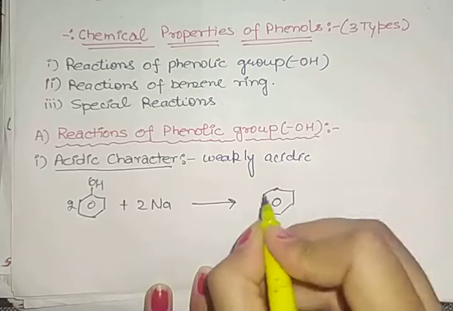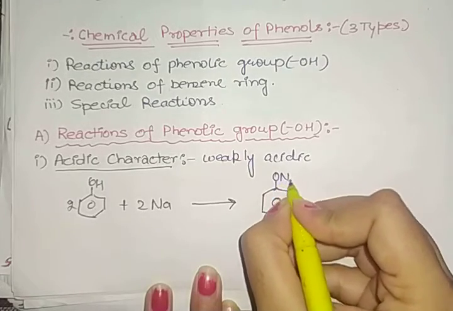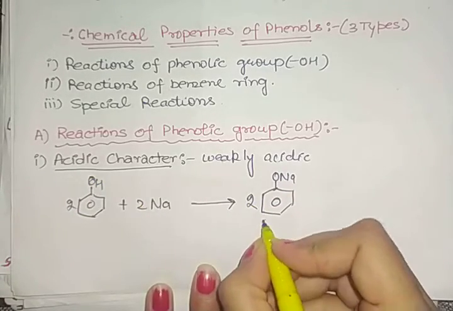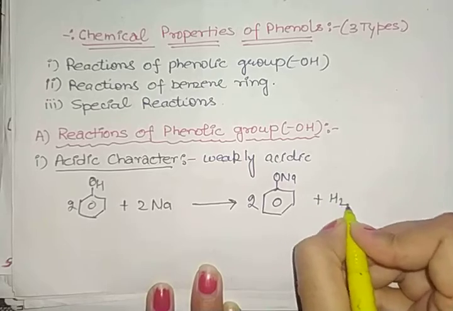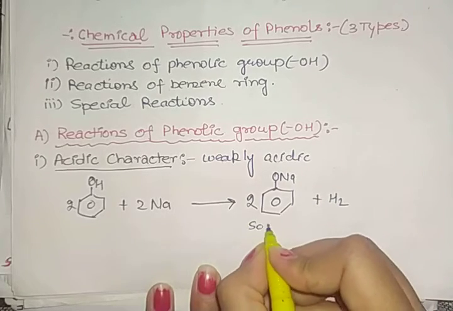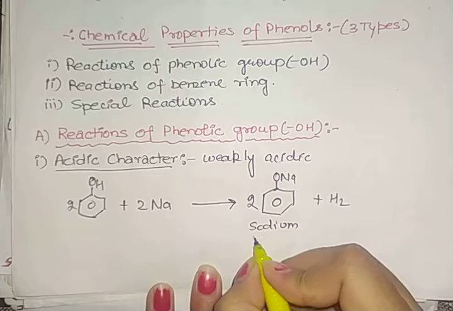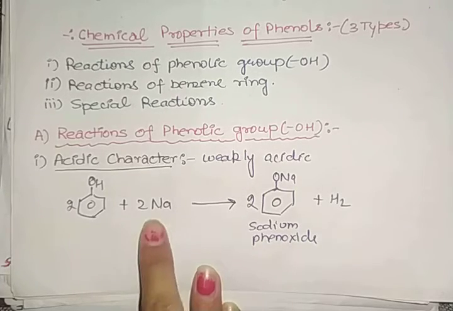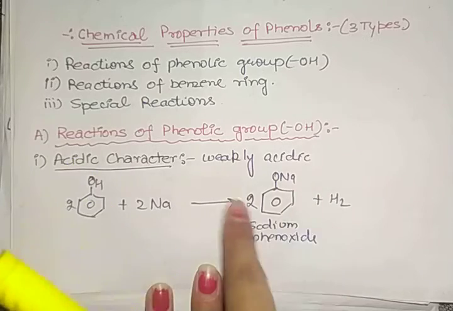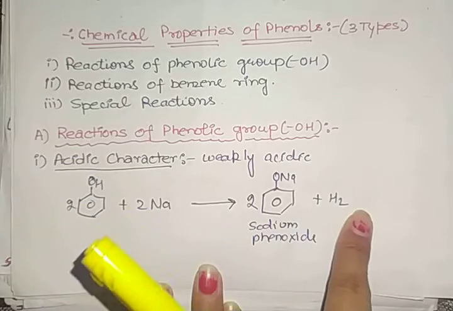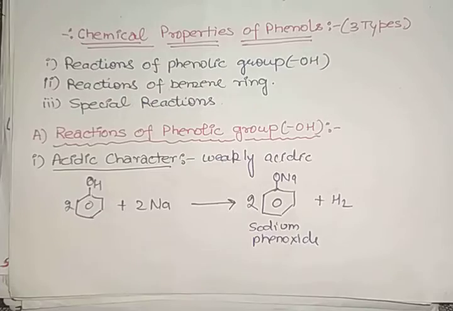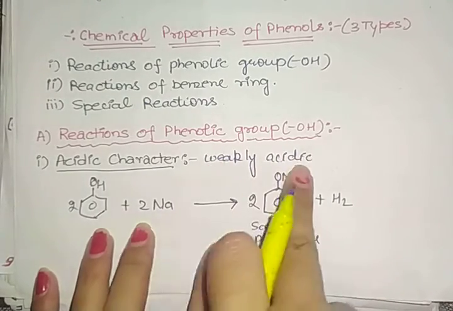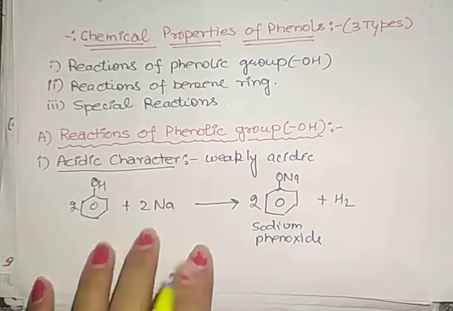So here it will form ONa, that is, C6H5ONa. Sodium phenoxide is formed here, plus H2 gas is evolved. So the compound is sodium phenoxide. Clear? Similarly, the second reaction you can write with the help of NaOH. Again sodium phenoxide is formed, but water is formed as the second product. Clear?